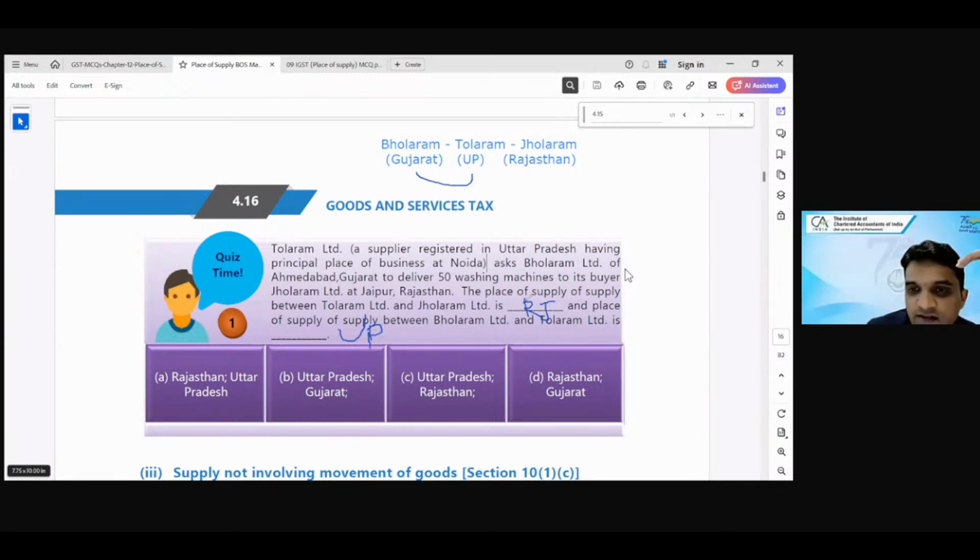So the correct answer is, they have reversed the transaction. First is what you bill, second is what that person bills. But the question is asking first between Tolaram and Jholaram, and for this they have mentioned the second. They have reversed the flow, so you have to answer very carefully. First is Rajasthan, second is UP. Okay. Now clear? Correct. So if you get the basics, Shruti, then any confusing question will not confuse you.